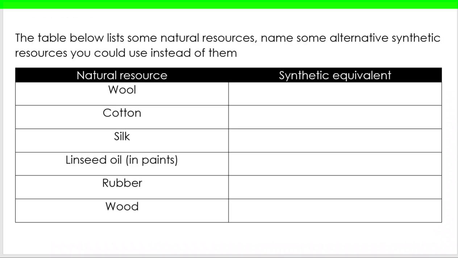On the left-hand side are lots of natural resources, things that are found in nature. Wool found on sheep, obviously, cotton is grown, etc. There are synthetic equivalents out there. Can we identify any of them? Well, wool you might replace with acrylic fibres, which is a polymer, a form of plastic. Cotton you might replace with polyester, which is a polymer, a form of plastic. Silk is nylon, which is a polymer. It's a form of plastic.